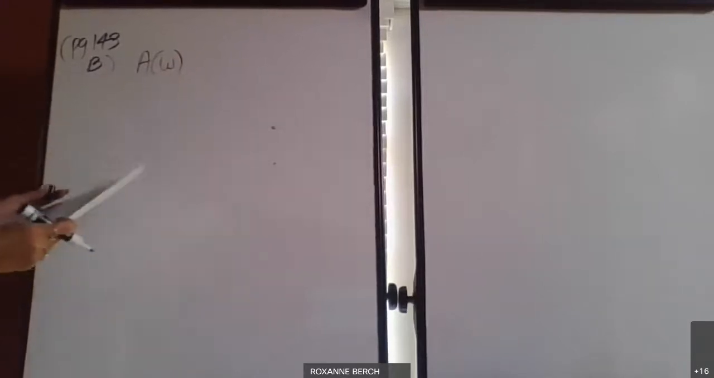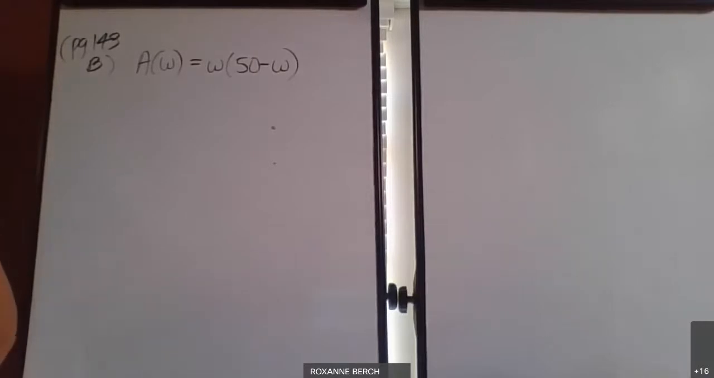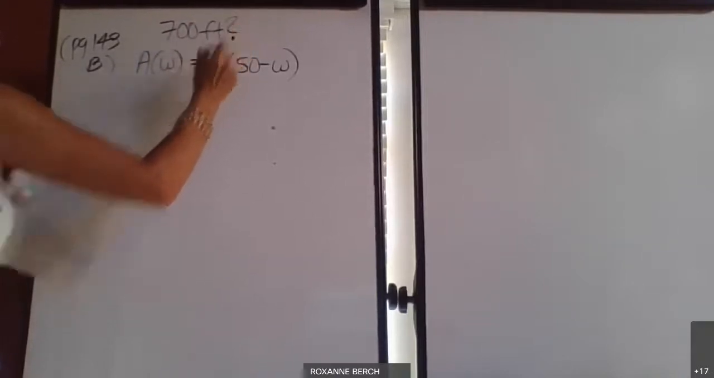Let me read it. So it says a person wants to create a vegetable garden and keep the rabbits out by enclosing it with 100 feet of fencing. The area of the garden is given by this formula. The area in terms of width is equal to W times 50 minus W, where W is the width in feet of the garden. Can the garden have an area of 700 feet? Is that possible?